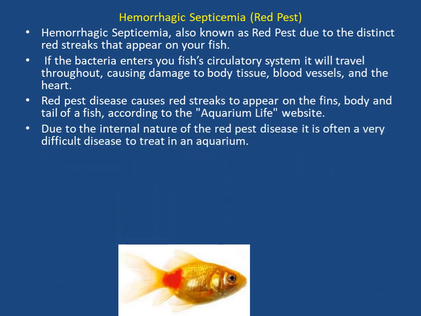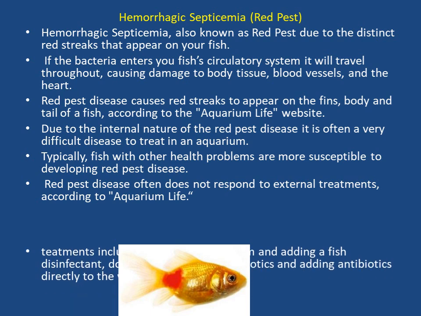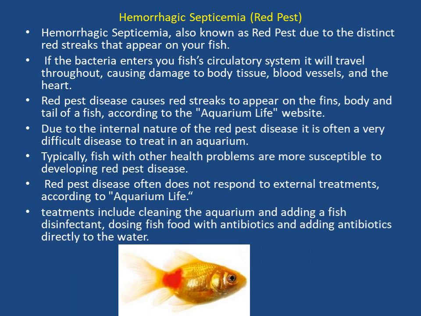Due to the internal nature of red pest disease, it is often a very difficult disease to treat in an aquarium. Typically, fish with other health problems are most susceptible to developing red pest stress. It does not respond to any external treatment. The treatment is just keeping the environment clean and adding some antibiotics directly to the water.